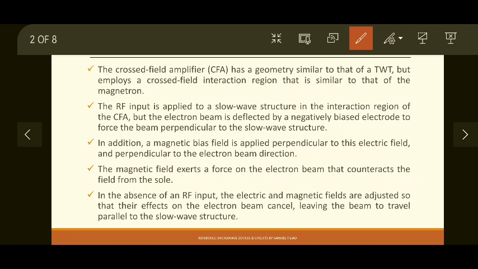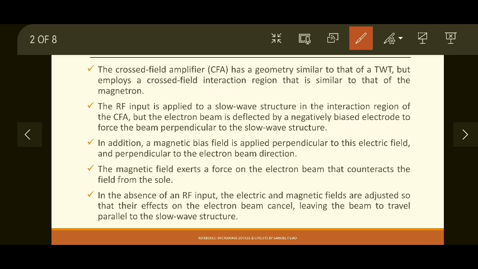In addition, the magnetic bias field is applied perpendicular to this electric field and perpendicular to the electron beam. So that is the XYZ axis now. If the slow wave structure is on the X axis, the sole electrode will be on the Y axis, let's say here, and the magnetic bias field will be on the Z axis. Okay, that will impact the working of CFA as an amplifier.